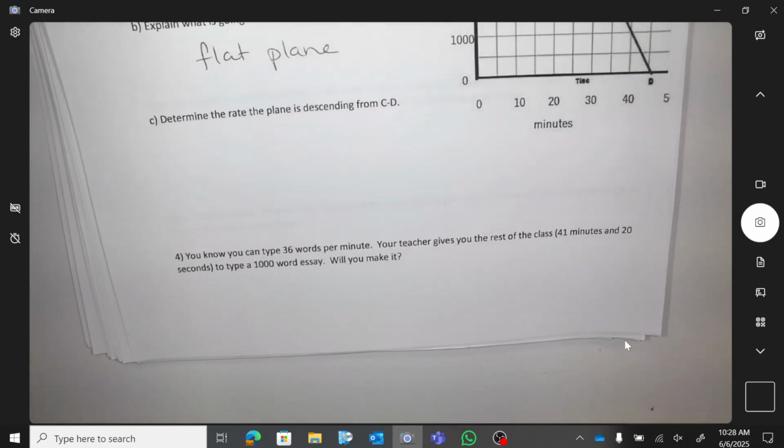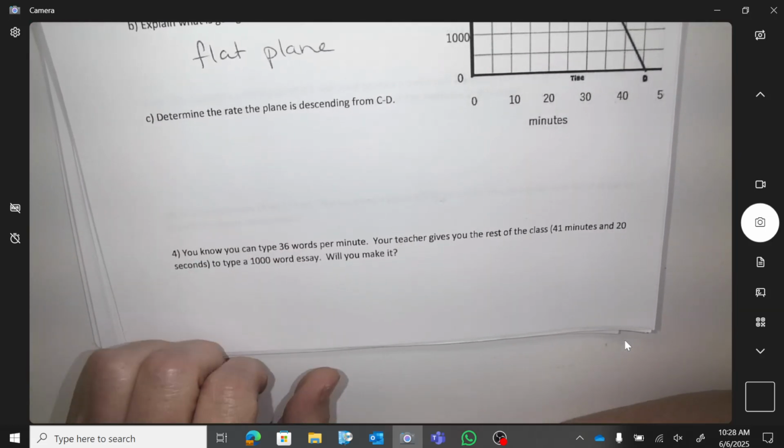And let's figure out the actual rate from C to D.